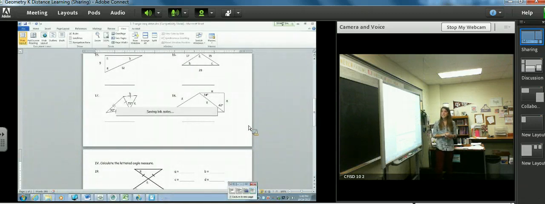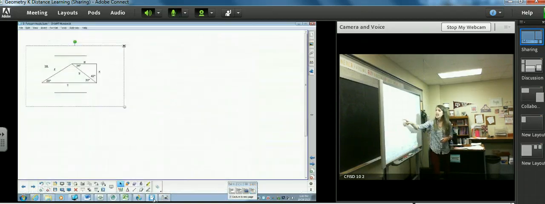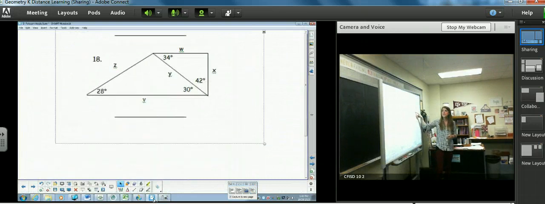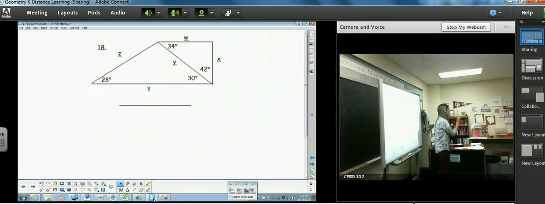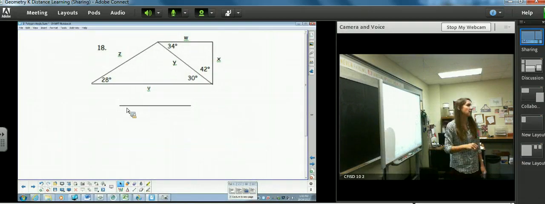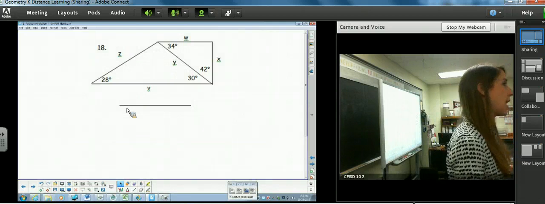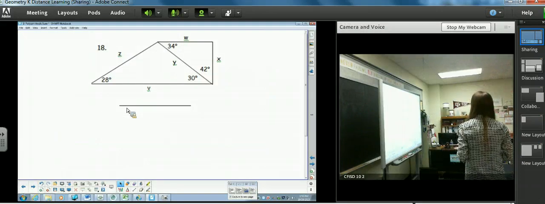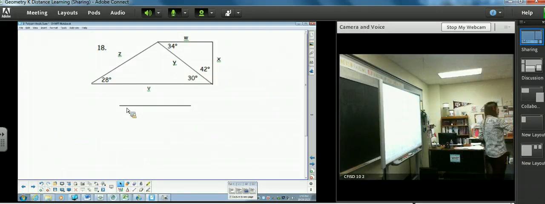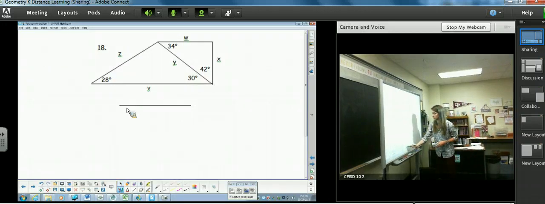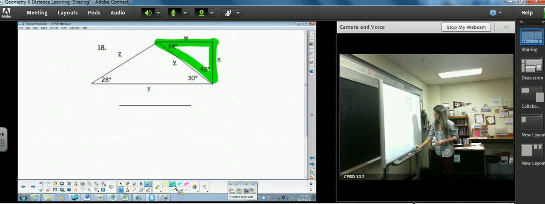The trick to these problems is that you have to treat the triangles separately. You have to look at them separately. You can't look at all the sides at one time. So this says to list the sides from smallest to greatest. So I would start with the smaller of the two triangles. So we are going to look at this triangle only. We're going to list those three letters, X, Y, Z. We're going to list them from smallest to largest.